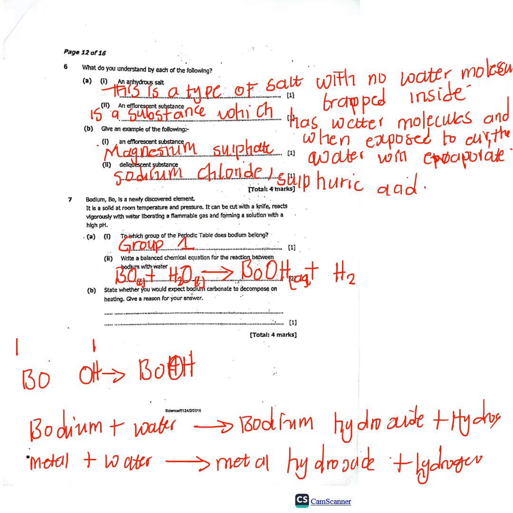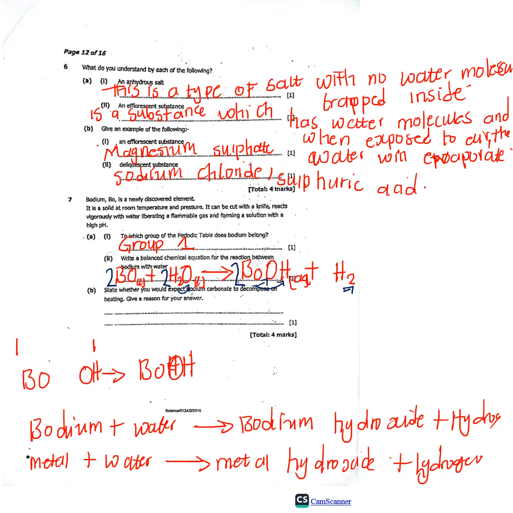We are told to write a balanced chemical equation. So let's balance first the hydrogen. Here we have 2 times 2 is 4. So we can also put 2 in front so that we have 2 hydrogen plus 2 hydrogen, so hydrogen 4. Then oxygen, here we can see that we have 2, also here we have 2. Then we only need a 2 in front of BO. So this is a balanced chemical reaction.